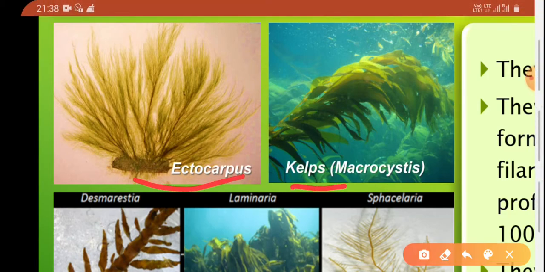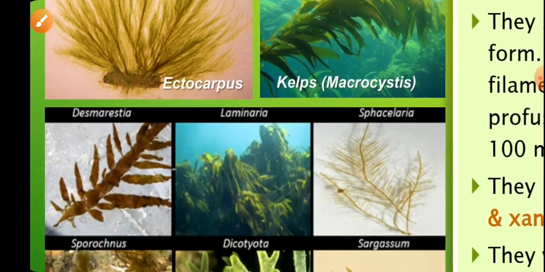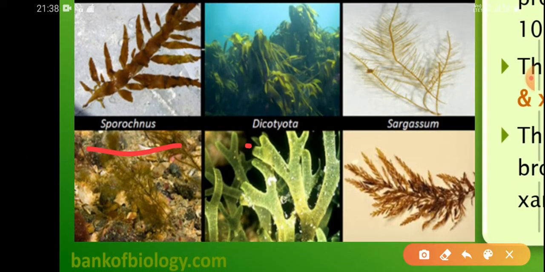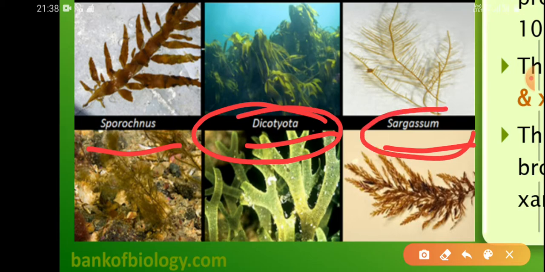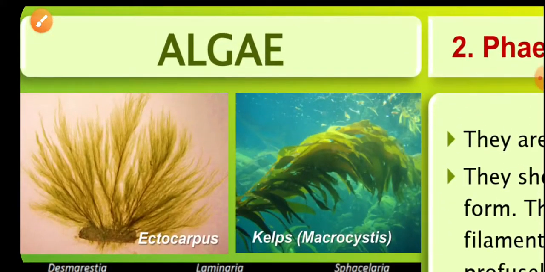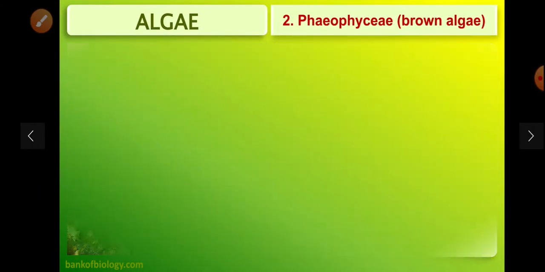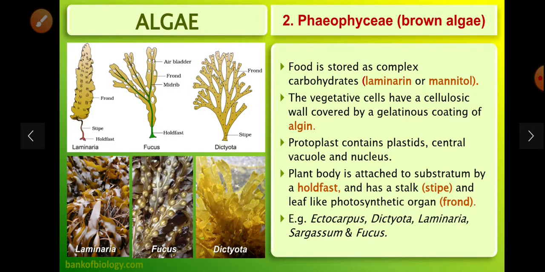These are the examples: Ectocarpus, kelp, that is totally marine. These examples: Sporochnus, Dictyota, Sargassum. Food is stored as complex carbohydrate, laminarin or mannitol. The vegetative cell has a cellulosic wall covered by a gelatinous coating of algin.